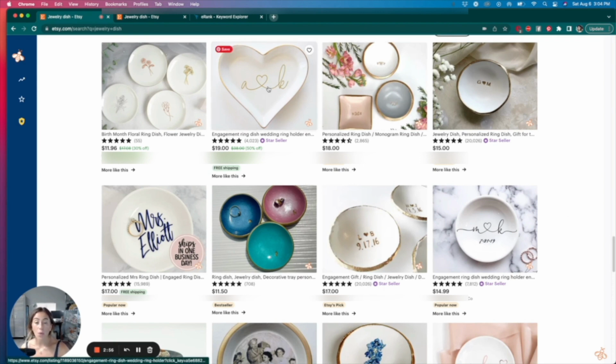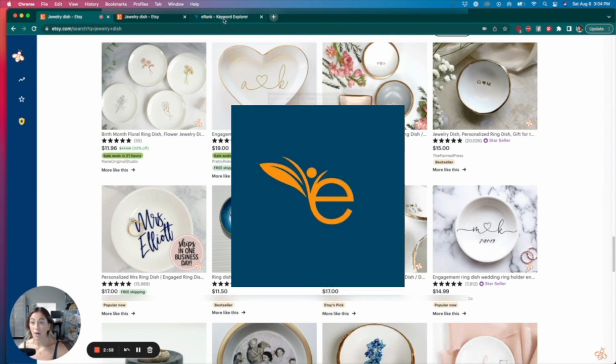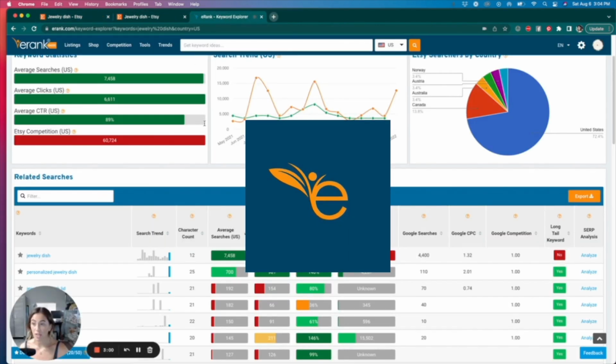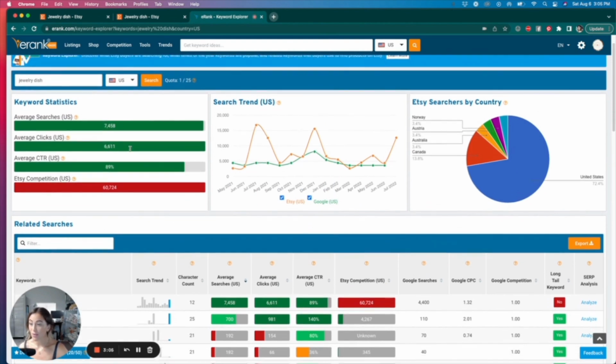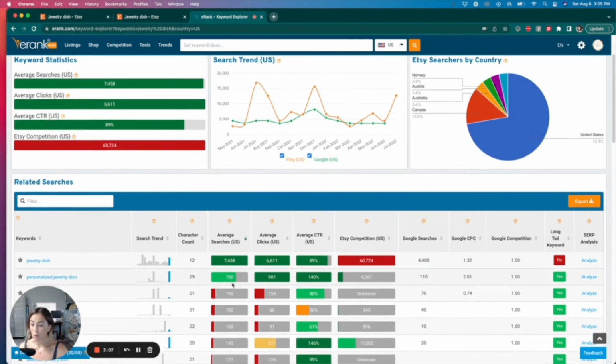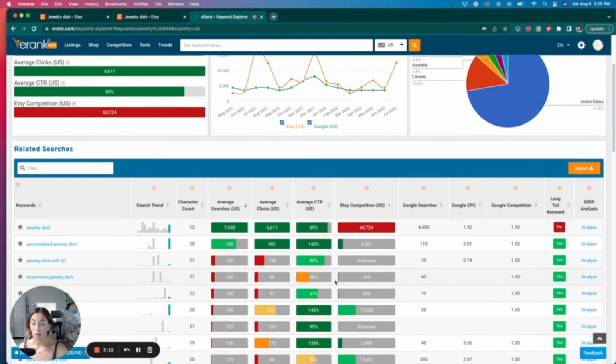And you can always validate that by using eRank, which validates the search volume for a keyword. So I typed in the keyword jewelry dish, and the average searches per month according to eRank is about 7,400 searches per month. So that's a pretty good amount of searches per month.